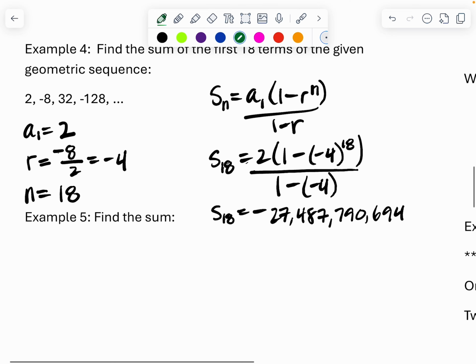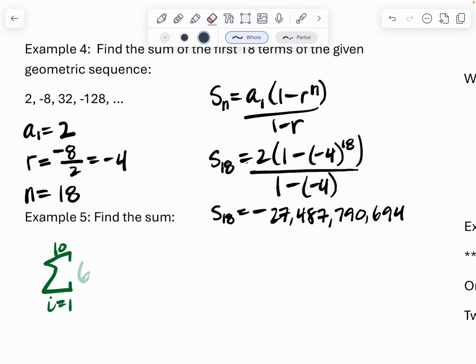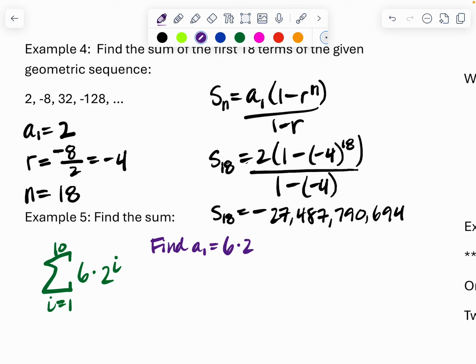Example 5 is going to be one where you are given a series in summation notation, but we are going to use our partial sum formula to evaluate it. 6 times 2 to the i. All right, so we're going to do some things here. We need to figure out what a sub 1 is. So we're going to find a sub 1 by using the formula, 6 times 2 to the first. So that's just 6 times 2, which is 12.